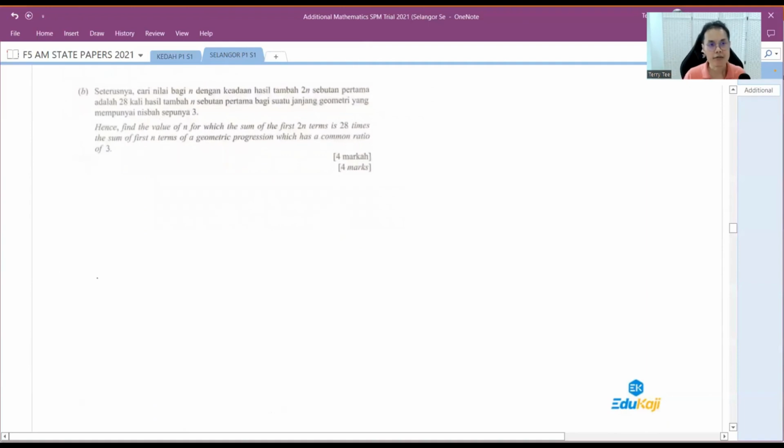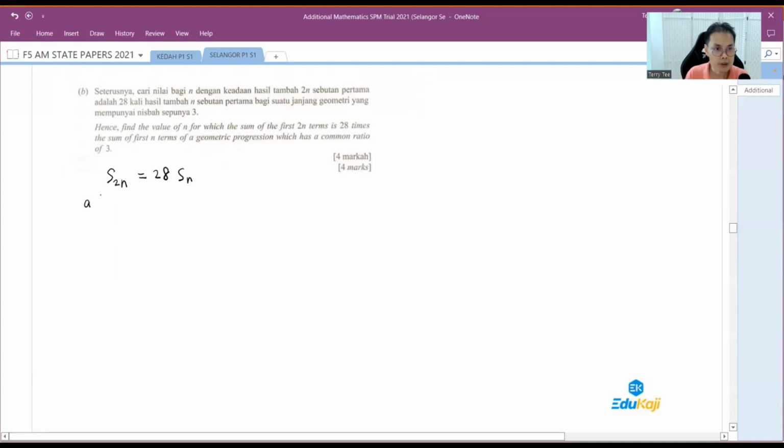Now, hence, find the value of n for which the sum of the first 2n terms is 28 times the sum of the first n terms for a geometric progression with a common ratio of r. So we know in this case, the sum of the first 2n terms is 28 times the sum of the first n terms. Now, you know your common ratio, but we do not know your first term, and we want to find n. So now your first term, we'll leave it as a, right?